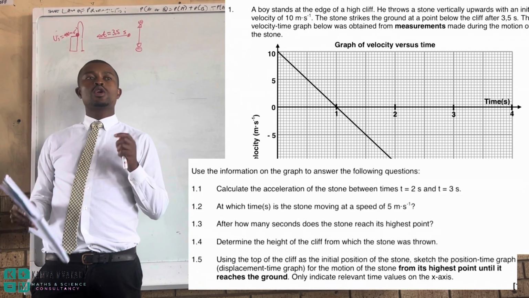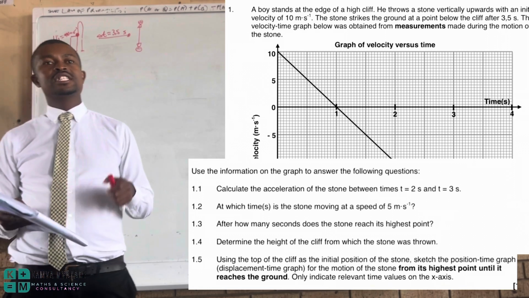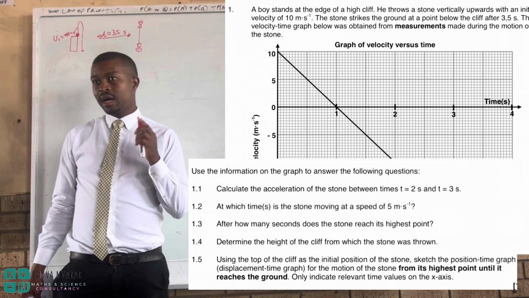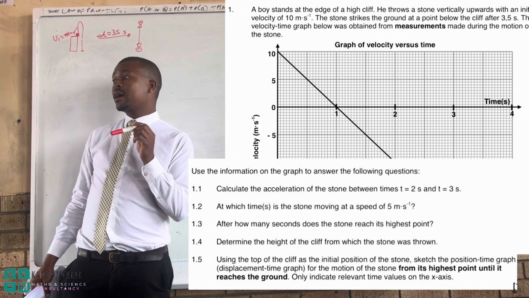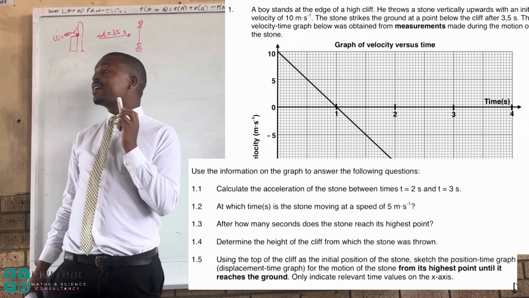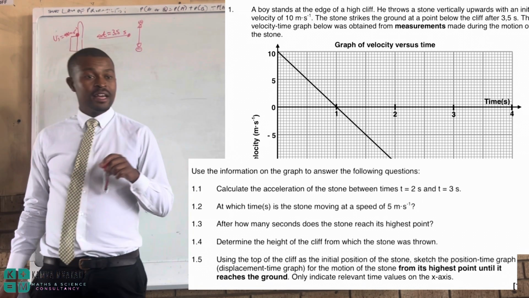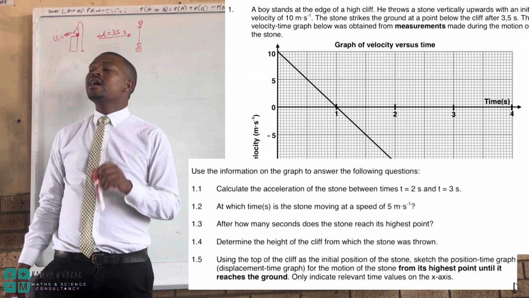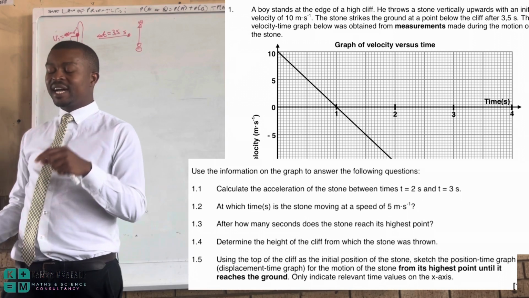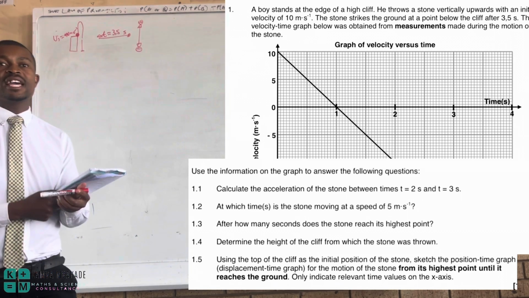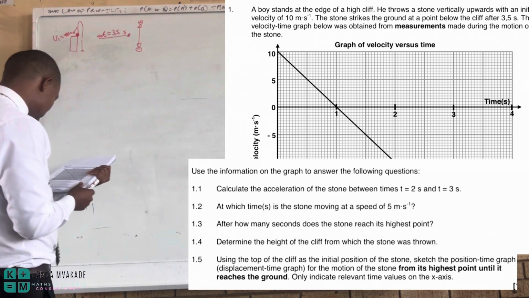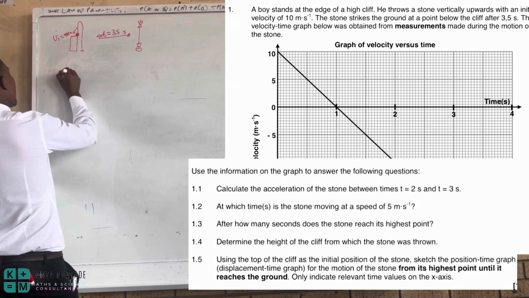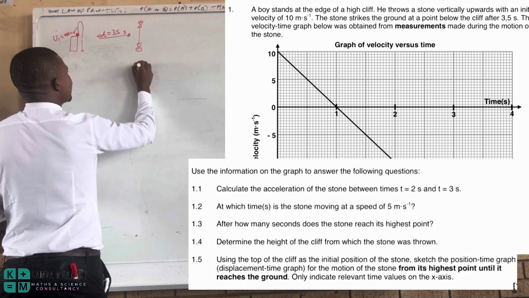And then how do we calculate acceleration from the velocity time graph? Gradient. Meaning the gradient of the straight line will give us the gravitational acceleration. Here, we are given the time now.